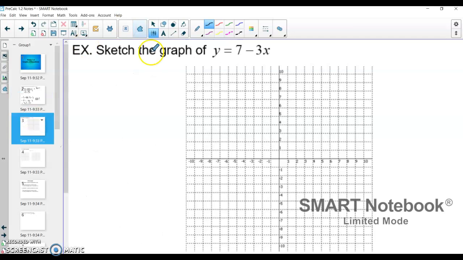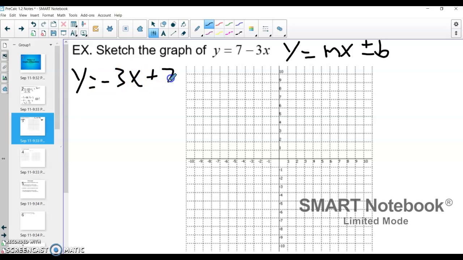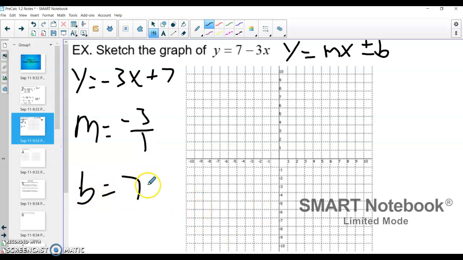Alright, moving on to sketching the graph. Remember, I want to see this as y equals mx plus or minus b. And so just to move this around to help you, I want to change this to y equals negative 3x plus 7, because that's a positive 7. And that just helps me see that the slope is negative 3 over 1, and your y-intercept is a positive 7. So my y-intercept is positive 7, so I go up to 7. That's where I'm going to start.